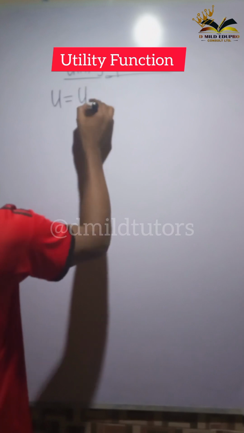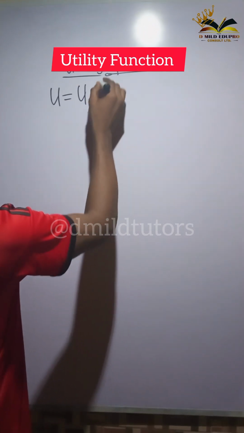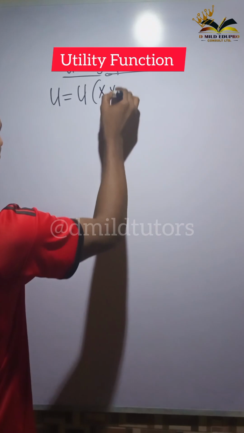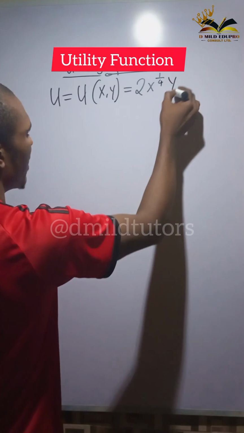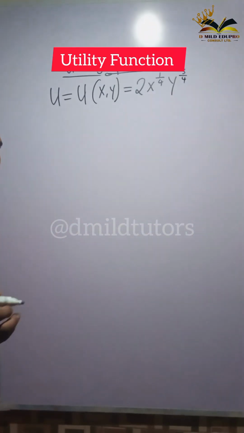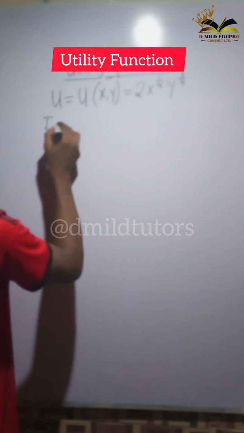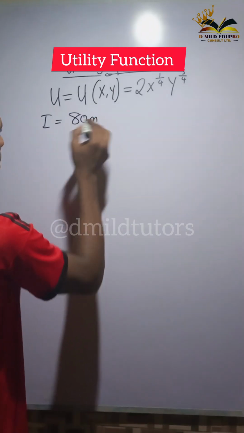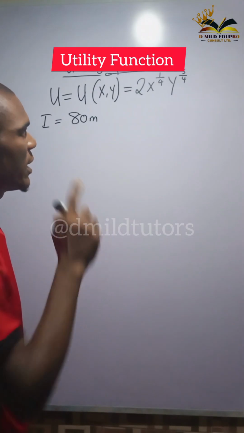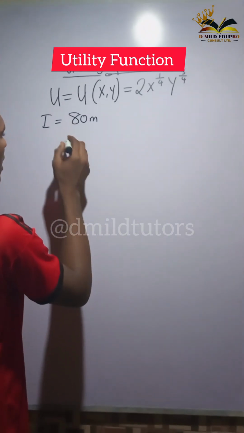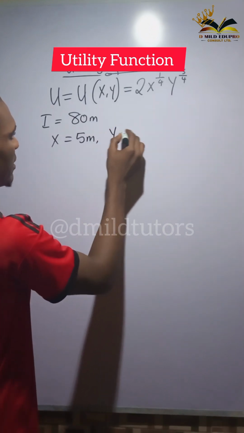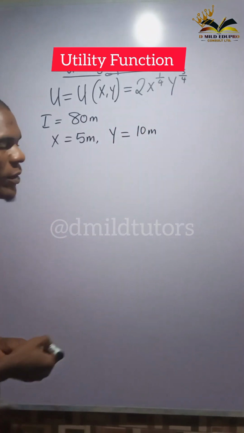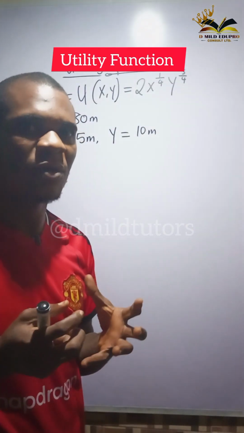Now recall that the utility is equal to the utility of x, y, which is equal to 2x^(1/4) times y^(3/4). Recall also that the income of the society is 80 million. And also don't forget that the price for commodity X is given as 5 million, and the price for commodity Y is given as 10 million. All right.